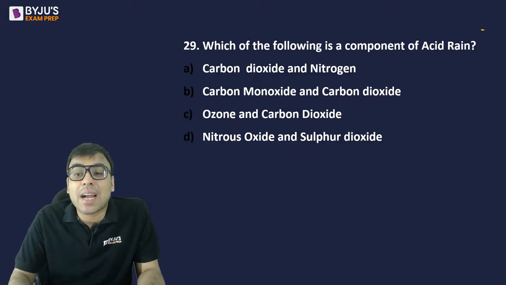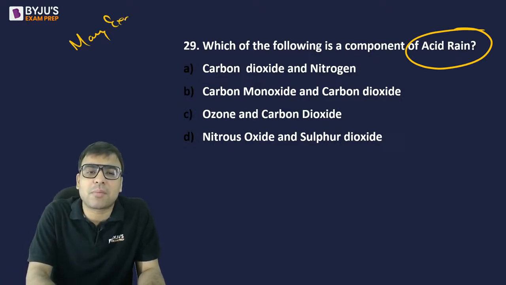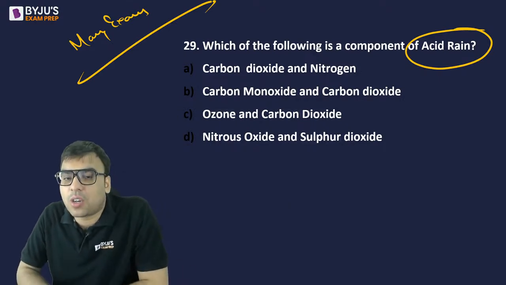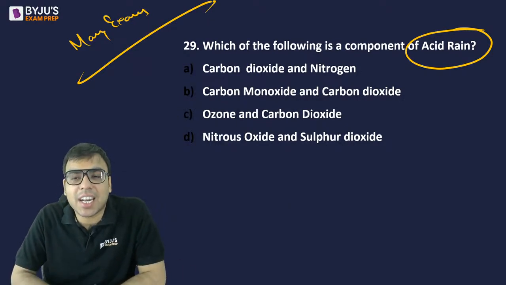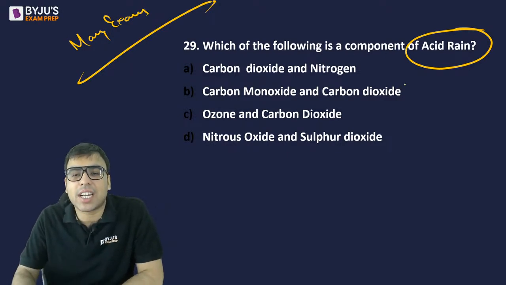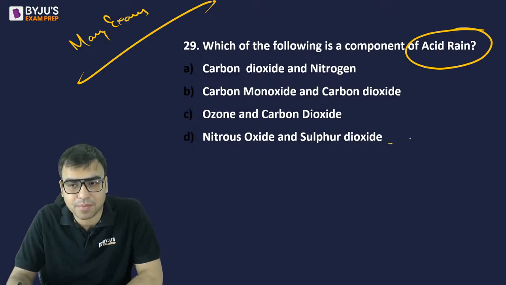Which of the following is a component of acid rain? This has been asked in many exams I have seen. ठीक है, बहुत जगह पूछते हैं ये, गवर्नमेंट एग्जाम्स में खास कर. सो व्हाट इज द राइट आंसर? एसिड रेन में कौन सा दो कंपोनेंट मिलता है गैस का? कार्बन डाइऑक्साइड एंड नाइट्रोजन, कार्बन मोनोऑक्साइड एंड कार्बन डाइऑक्साइड, ओजोन एंड कार्बन डाइऑक्साइड, नाइट्रस ऑक्साइड एंड सल्फर डाइऑक्साइड. व्हाट इज द राइट आंसर?